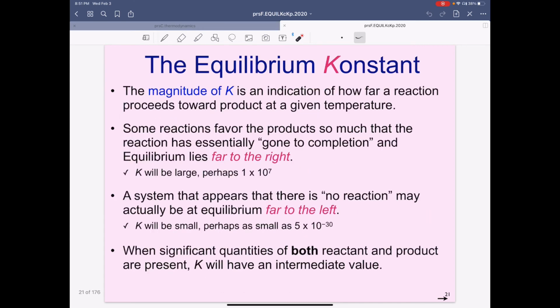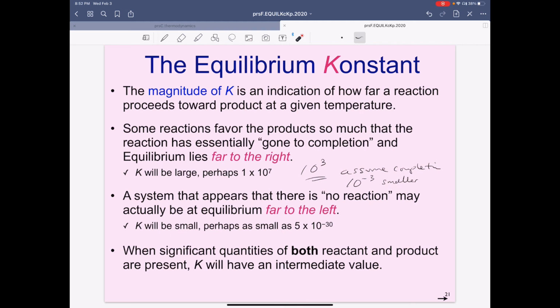We've already said large equilibrium constants tell us that the equilibrium lies far to the right, and anytime we get an equilibrium constant 10 to the third or greater, we'll assume completion. Anytime we get a value of 10 to the minus 3 or smaller, we'll assume that the reaction hardly gets started. We may even see equilibrium constants as small as 10 to the minus 30, 10 to the minus 40. When we have significant quantities of both, of course, we'll get intermediate values, 200, 10, 0.1, those kinds of values.